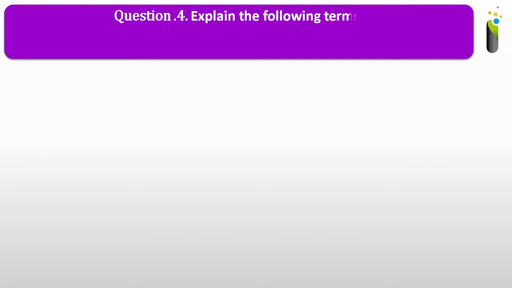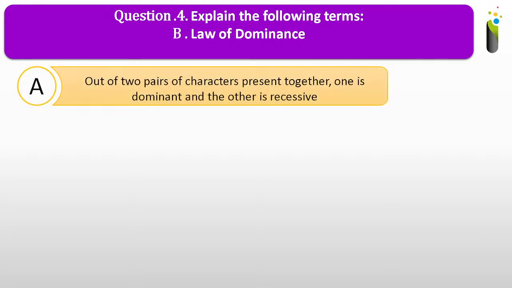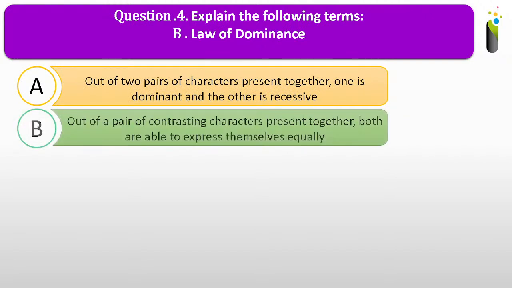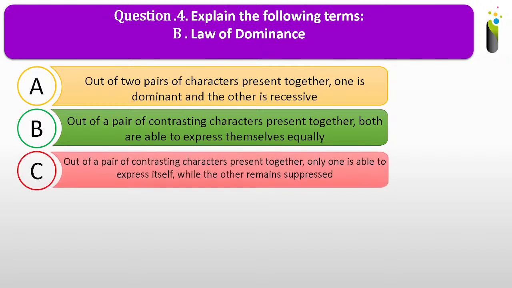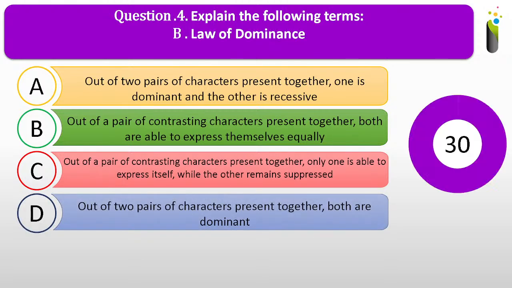Question number 4. Explain the term, sub-question B. The law of dominance. A. Out of two pairs of characters present together, one is dominant and the other is recessive. B. Out of a pair of contrasting characters present together, both are able to express themselves equally. C. Out of a pair of contrasting characters present together, only one is able to express itself while the other remains suppressed. D. Out of two pairs of characters present together, both are dominant.